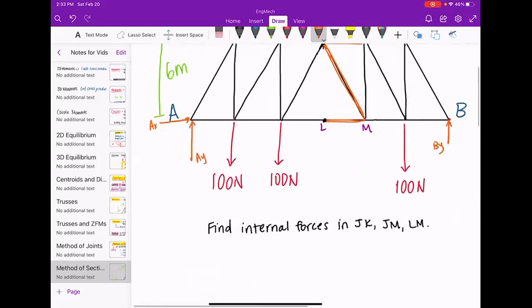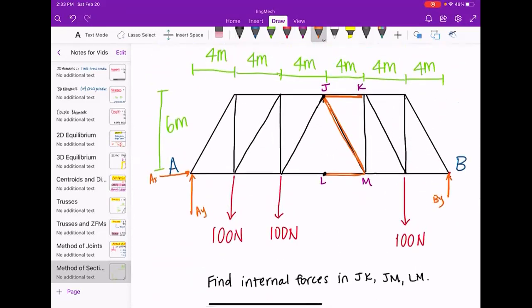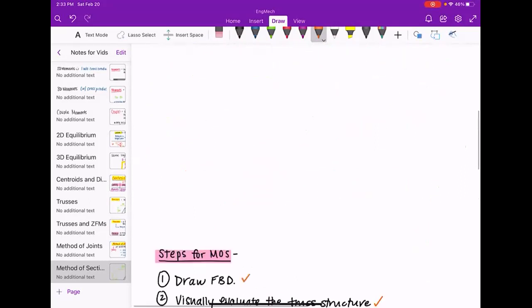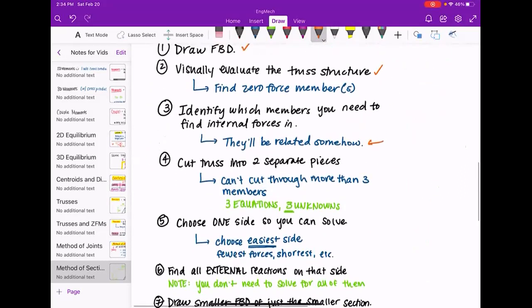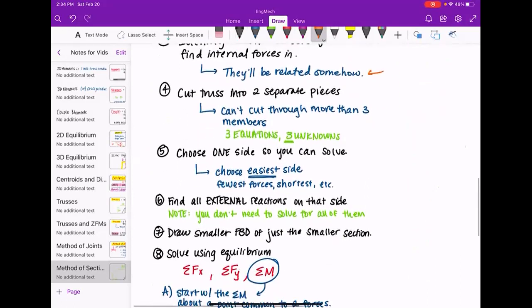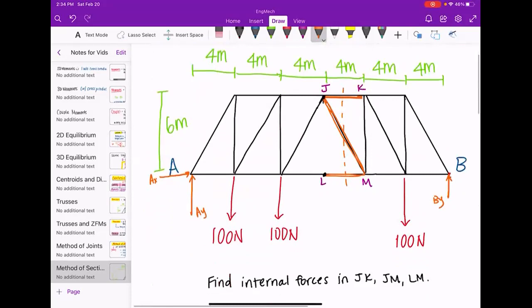And by that, I mean that they'll be somehow close enough where you can cut through all of them at one time. So basically here, I can cut straight down this way and expose all of the internal forces in all 3 of those members at the same time with one cut. So that goes into step 4, where I want to cut the truss into 2 separate pieces. So as I just did, this cut right here ends up separating. I can separate from here over, right? So there's 2 separate pieces of the bridge at this point.